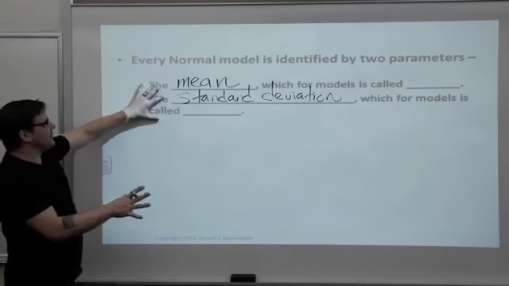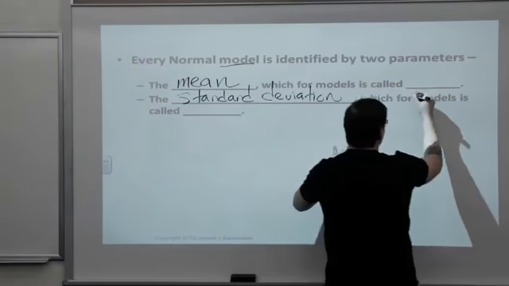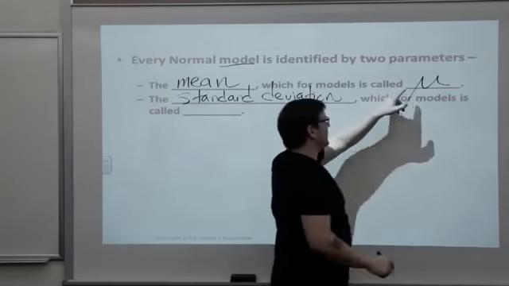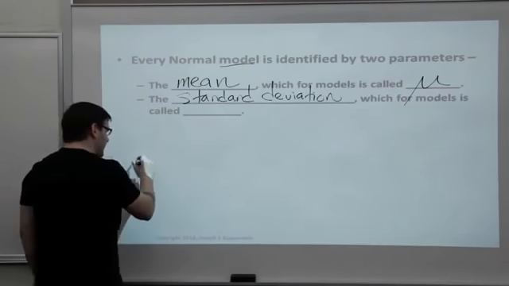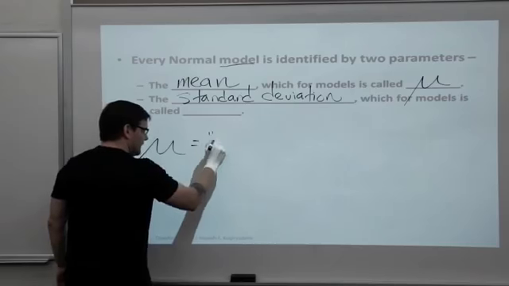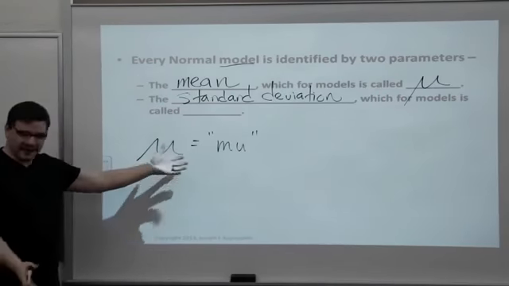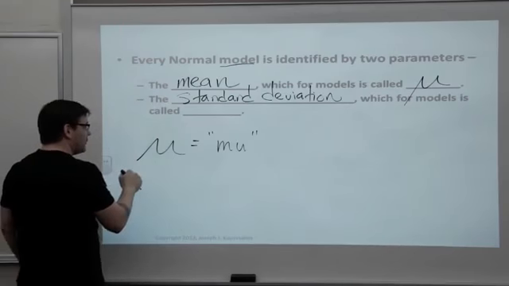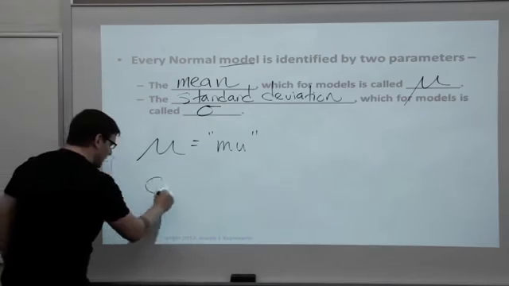Now, there are different symbols. If we're working with a model, we call the mean mu, and it would look like that. It's the Greek letter M. So this is mu. I'm not sure if this has come up in this course yet or not. Possibly it has. But there's mu, and the standard deviation symbol is sigma.